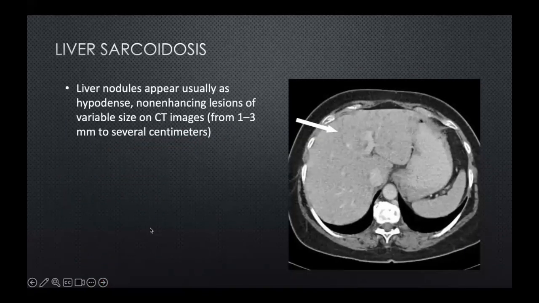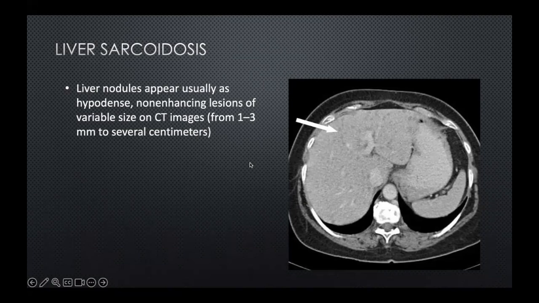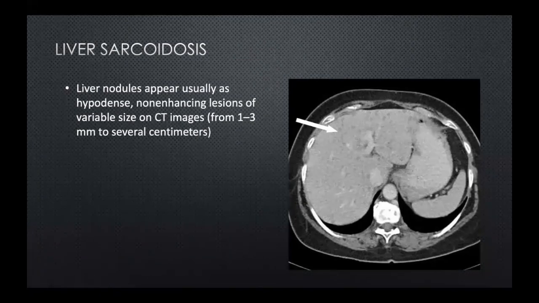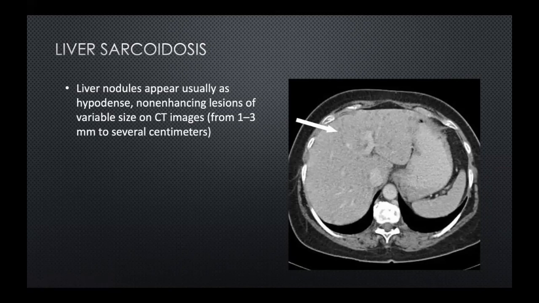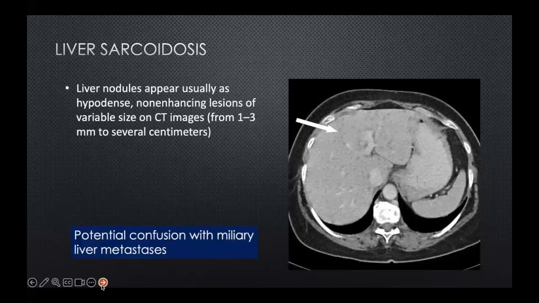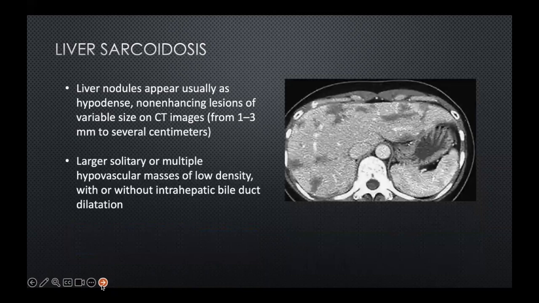Sarcoidosis of the liver can take two major forms. Either, as you see in our example, small nodules of 1 to 3 millimeters to sometimes several centimeters that are hypodense and non-enhancing, which can therefore be confused with miliary metastases, or much larger and confluent, either solitary or multiple lesions of low density, like here, without any significant biliary dilatation.